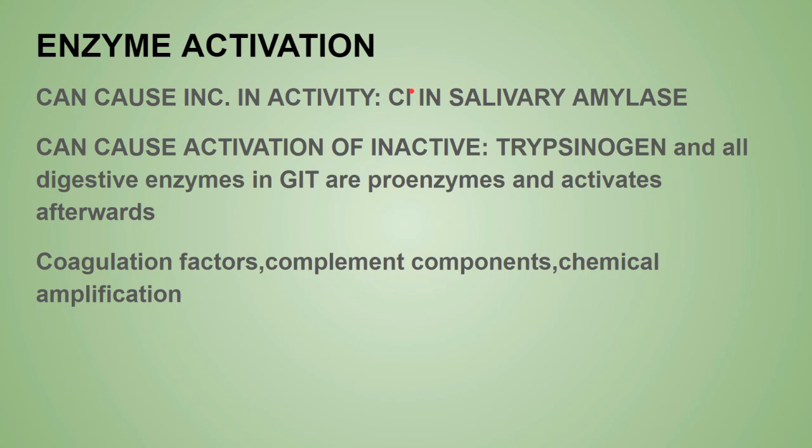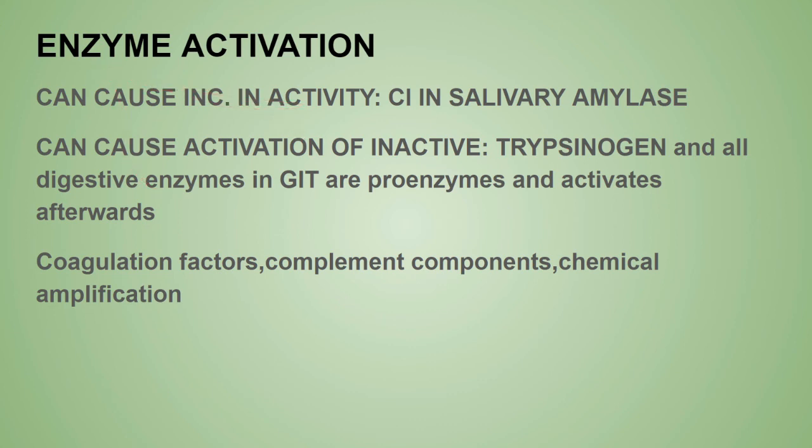Now another type of activation is the conversion of an inactive proenzyme or zymogen to the active enzyme. Over here it was just enhancing the rate of reaction, while some enzymes may also be activated from the inactive state. For example, trypsinogen in the small intestine. Trypsinogen and all the digestive enzymes in the GIT begin as proenzymes, and they are converted into mature, activated enzymes at the end by this enzyme activation process.